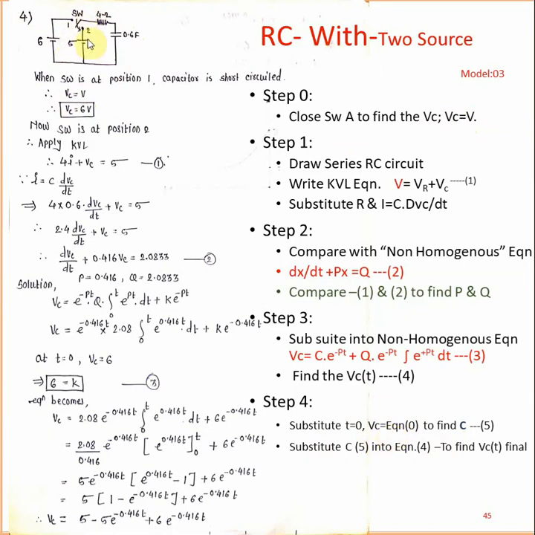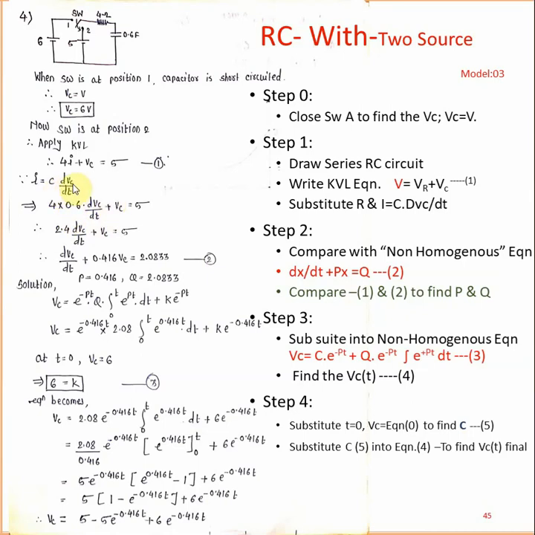Then switch number 2 is closed. Okay, a source is present. If a source is present, compare with the non-homogeneous equations, similar to equations 2 and 3 of the previous one. Okay, so here RC is present, that's why Vc is present, only that is the difference. So as step number 1, find out the KVL. KVL: V is equal to VR plus VC. Write it: VR means 4 into I plus VC is equal to the supply voltage 5. Then I will substitute the I value.